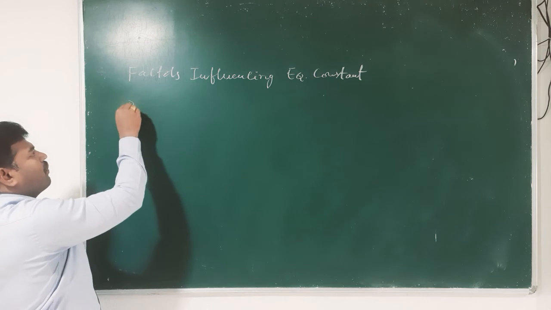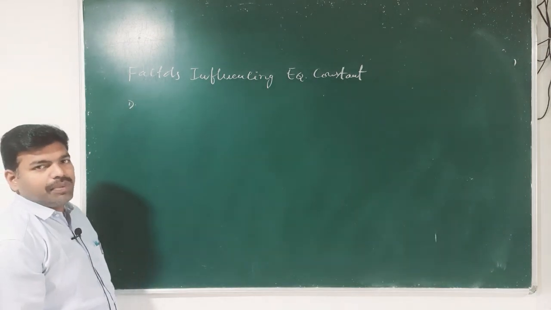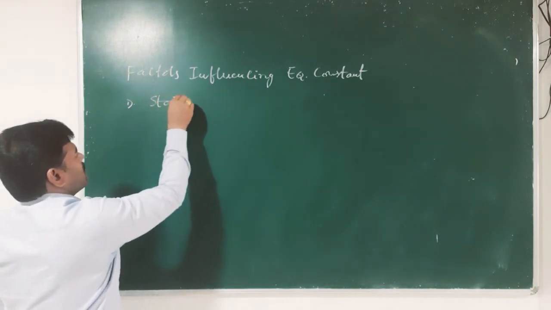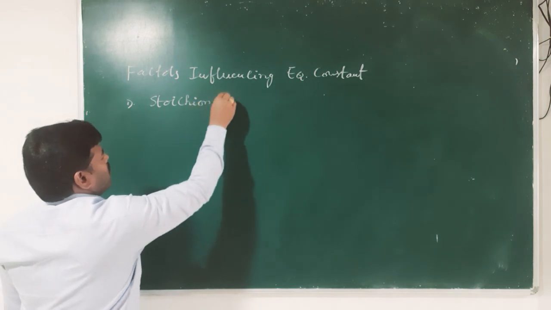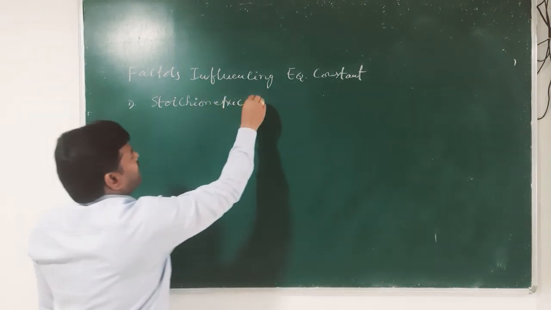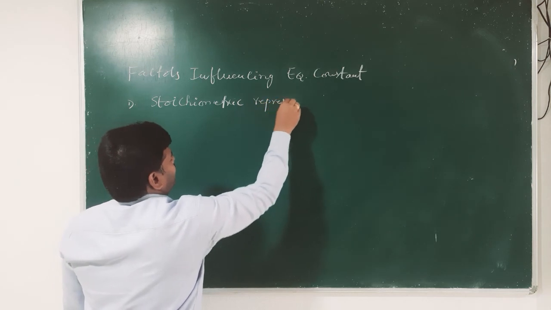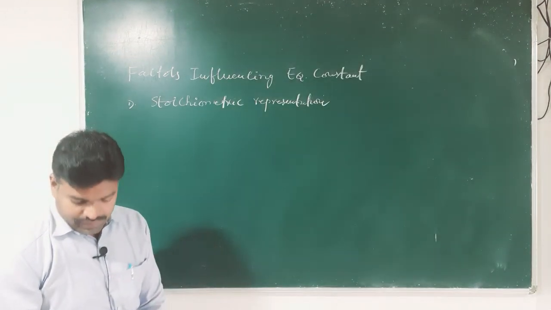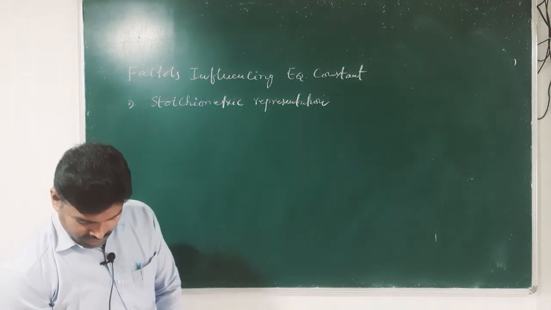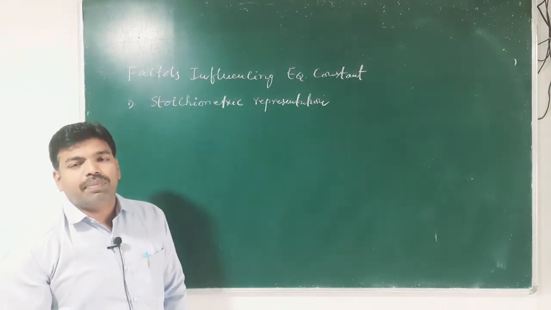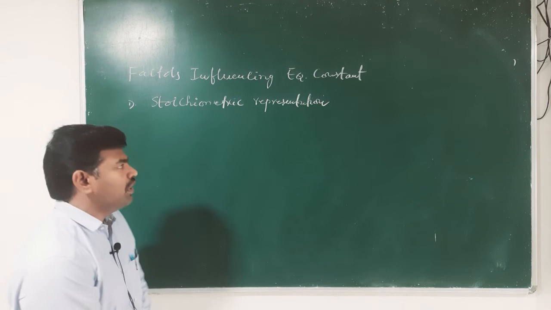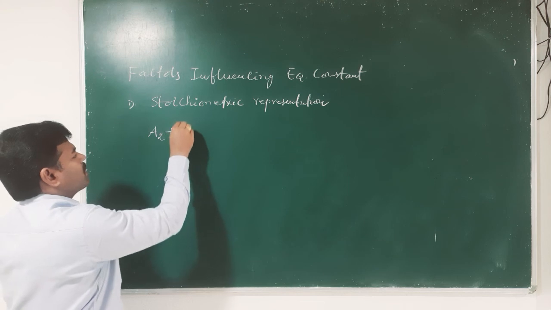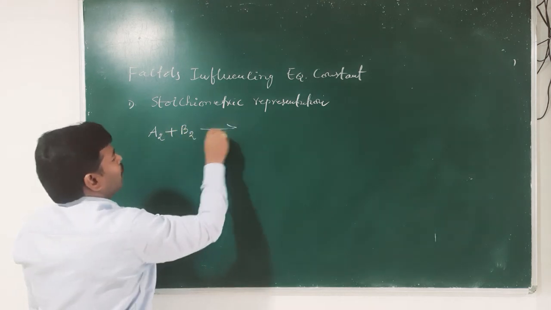stoichiometric representation of the equilibrium constant. Stoichiometric representation influences the equilibrium constant. For example, if you take a reversible reaction A2 plus B2 gives rise to 2AB.